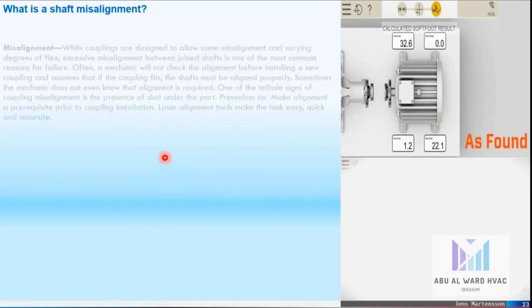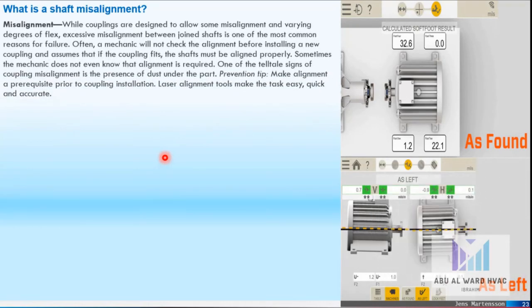What is shaft misalignment? While couplings are designed to allow some misalignment and varying degrees of flex, excessive misalignment between joined shafts is one of the most common reasons for failure. Often, a mechanic will not check the alignment before installing a new coupling and assumes that if the coupling fits, the shaft must be aligned properly. Sometimes, the mechanic does not even know that alignment is required.